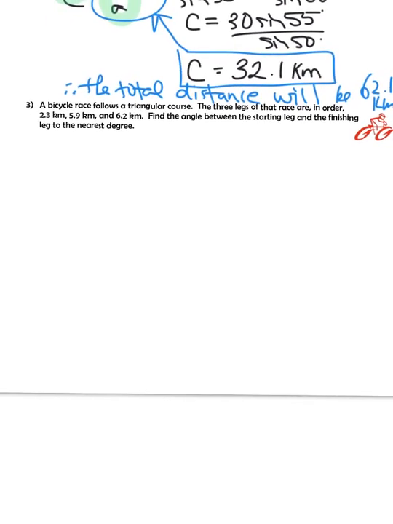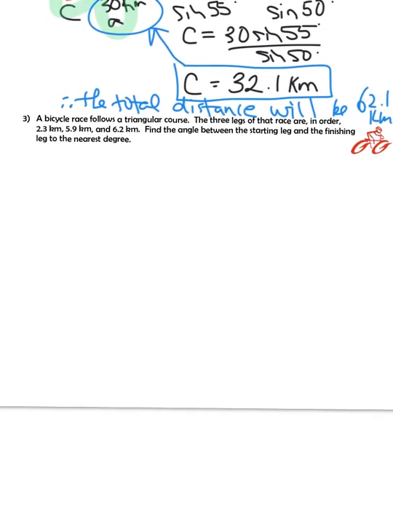Let's take a look at this last one. This one we have a bicycle race follows a triangular course. There are 3 legs for the race in order. So I'm going to start like this, drawing my triangle. I'm going to start at A, go to B, and then C. So it says in order we have, if I'm starting here at A, 2.3 kilometers. I'm going to travel 5.9 kilometers and then 6.2 kilometers.